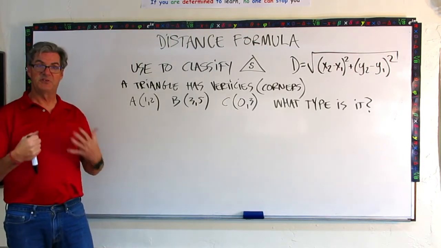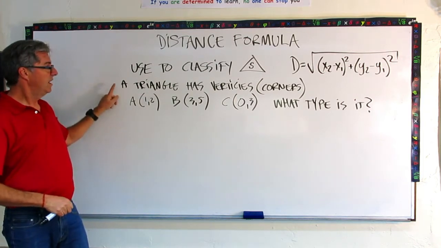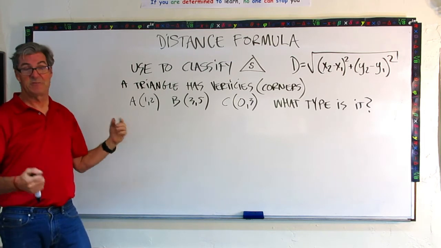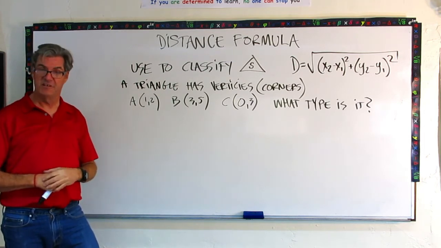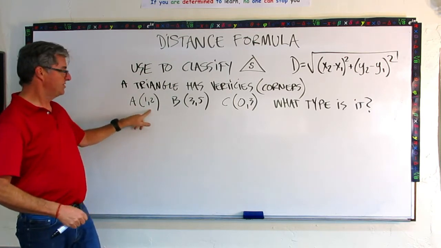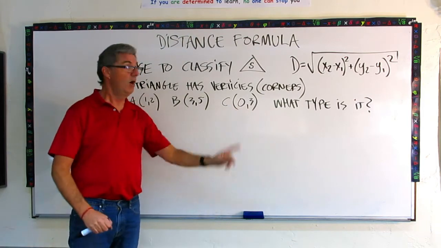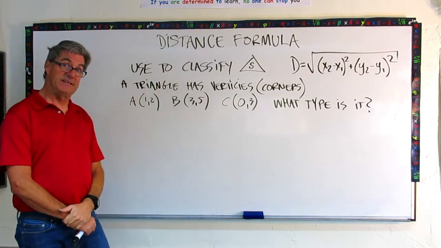Okay, so now let's use the distance formula to figure out one of these triangles. A triangle has vertices, which is just another word for corners. Triangles have 3 corners, where 2 sides meet. A is (1, 2), B is (3, 5), and C is (0, 3). What type of triangle is this?